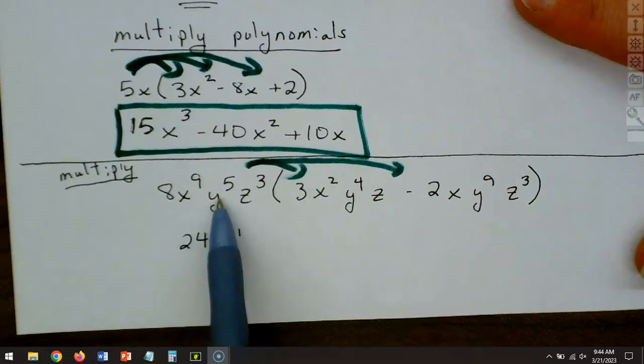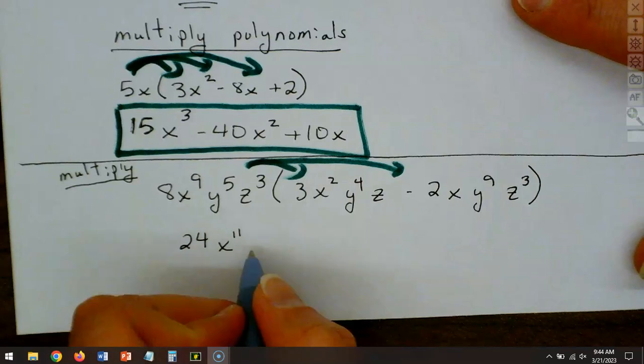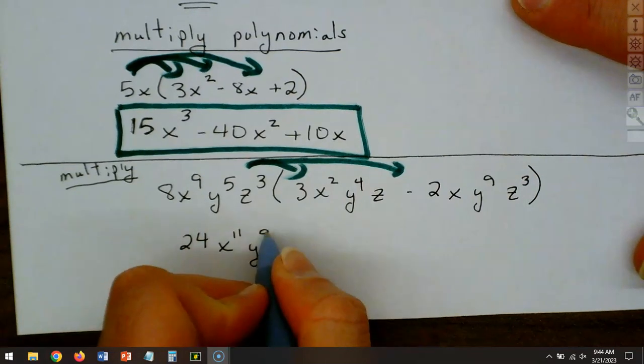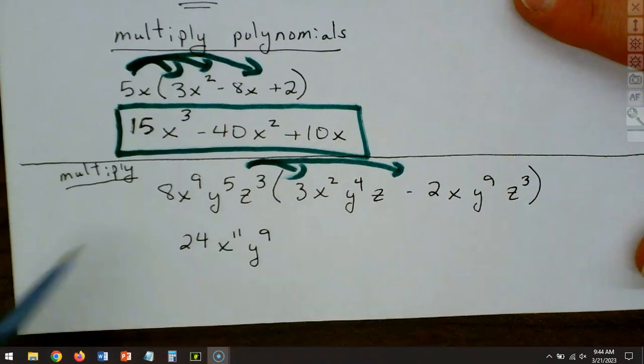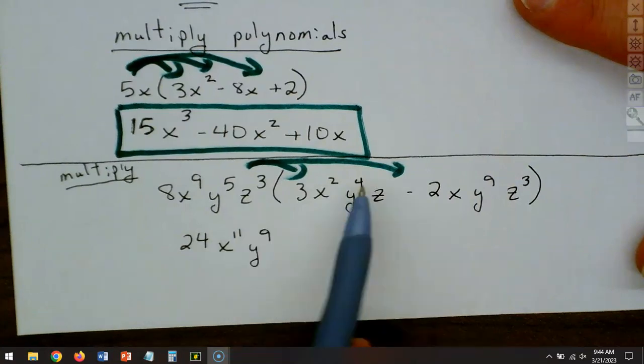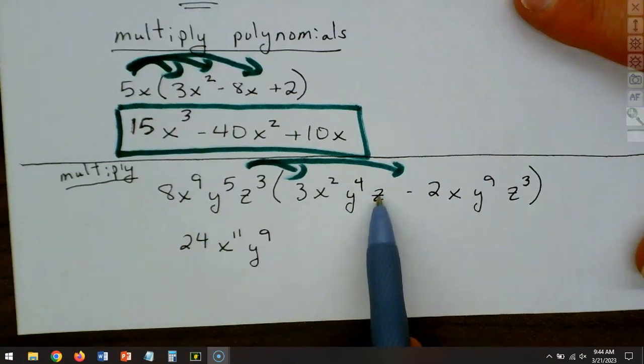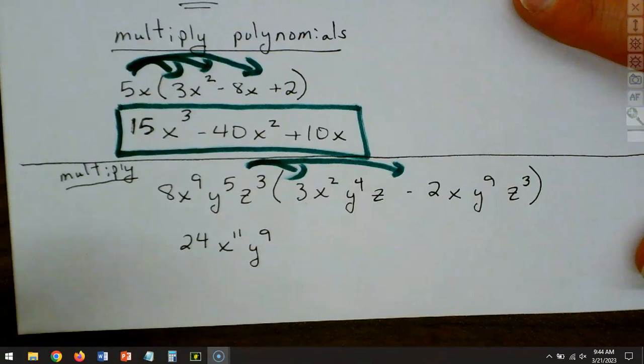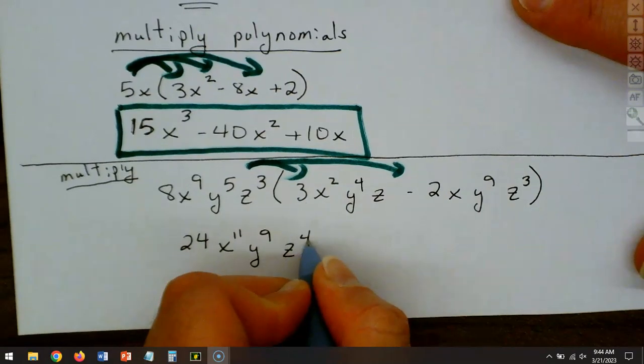How many y's do we have? We have 5, and 4 more makes it y to the 9th. And z's, we have 3, and there's no exponent, so we know that's a 1. So 3 and 1 makes it z to the 4th power.